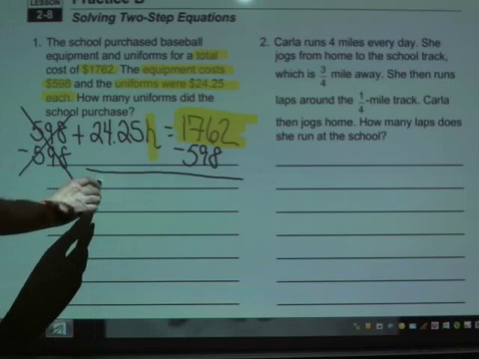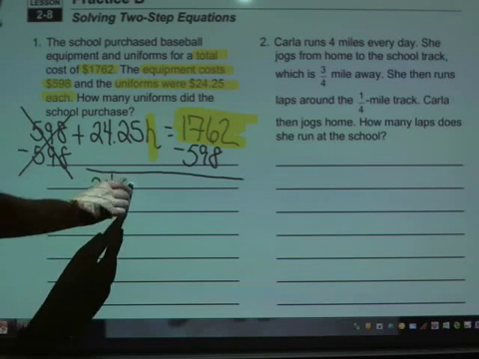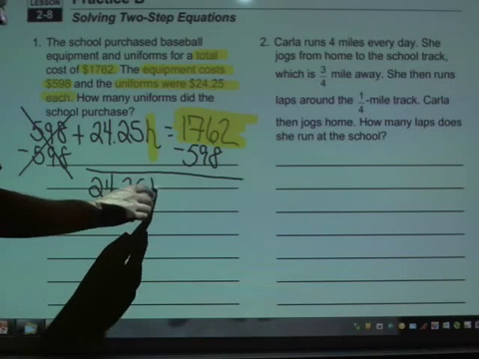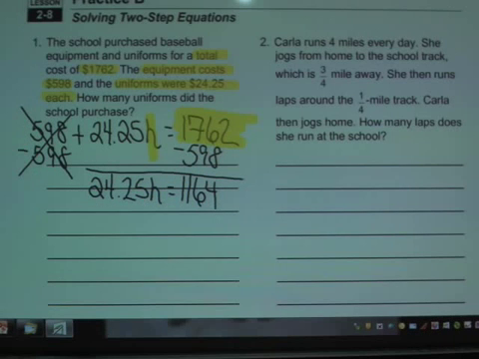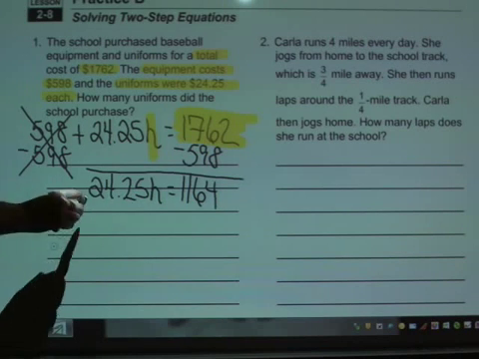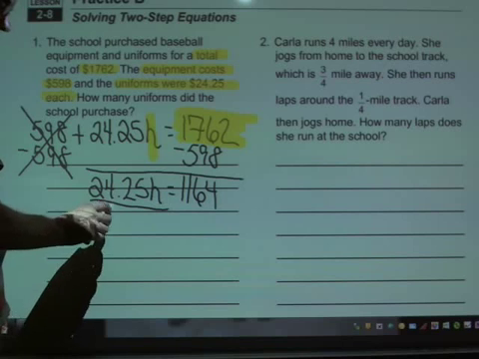So now I have 24.25h equals 1164, which is what I get when I do 1762 minus 598. So now it's a giant multiplication one-step problem, so we know exactly what to do. Divide, because it's multiplication. Again, I'm doing the opposite.